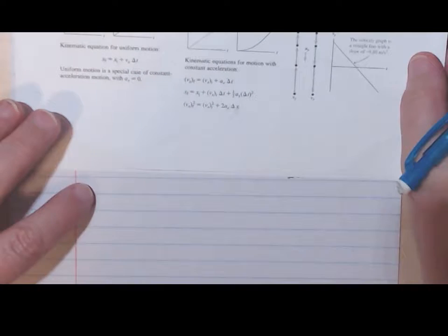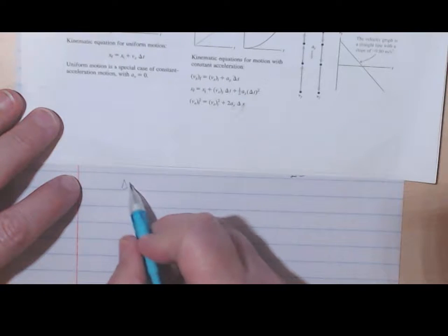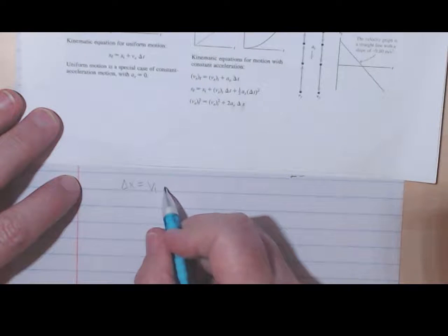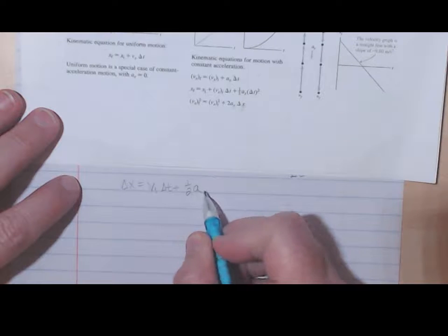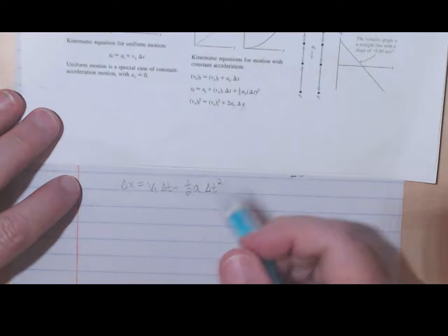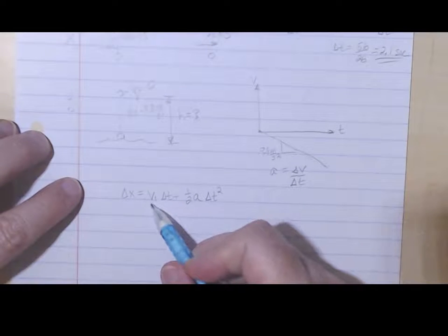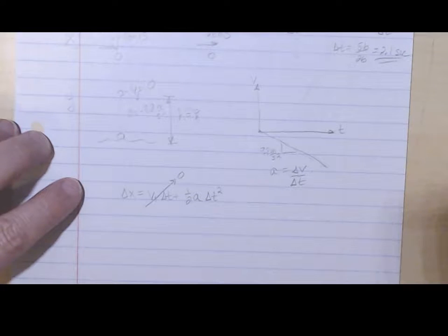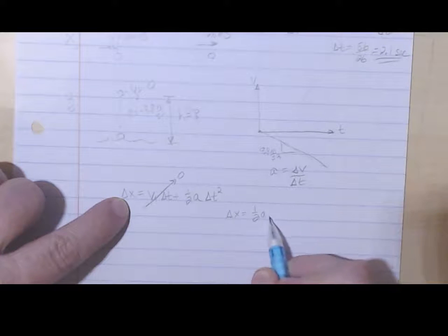That's a typical free fall equation. So let's write that down. Delta x equals v initial delta t plus 1/2 a delta t squared. Okay, now remember this goes to 0 because initially the ball has a 0 vertical velocity. So what am I left with? Delta x equals 1/2 a delta t squared.